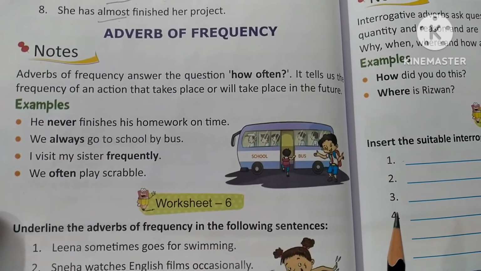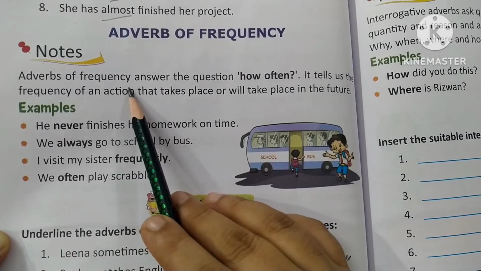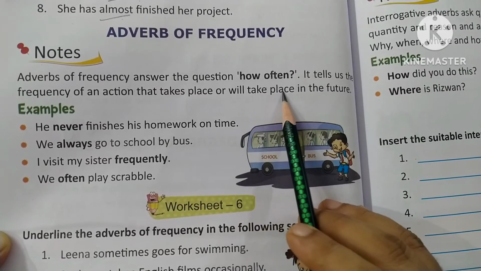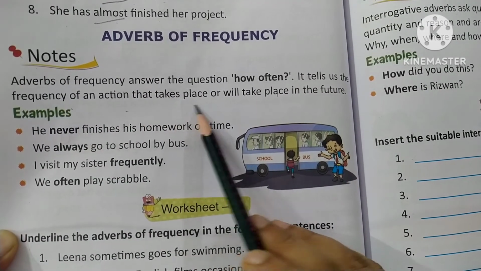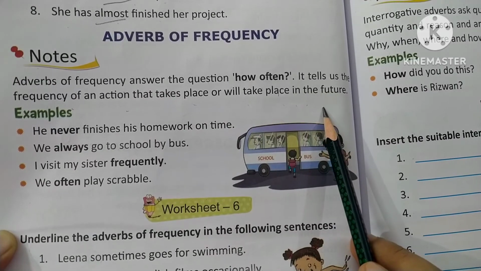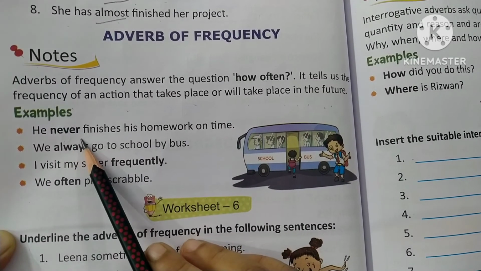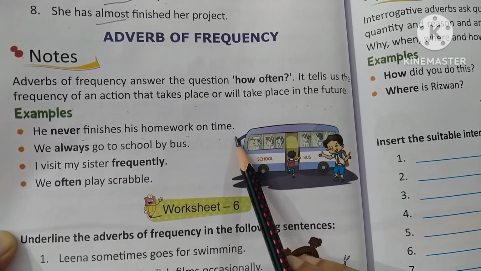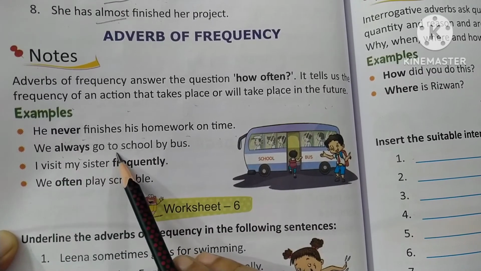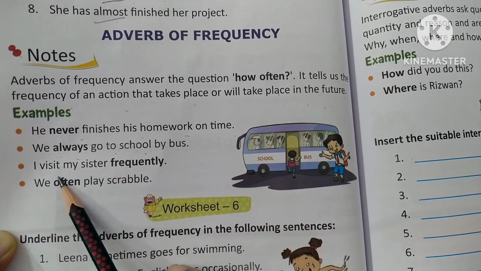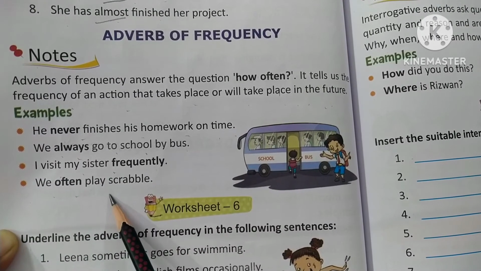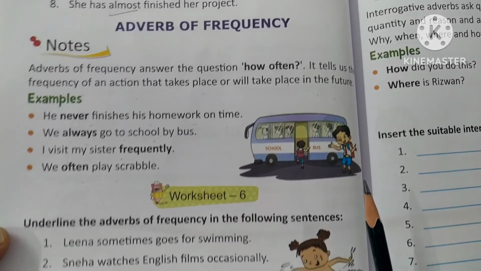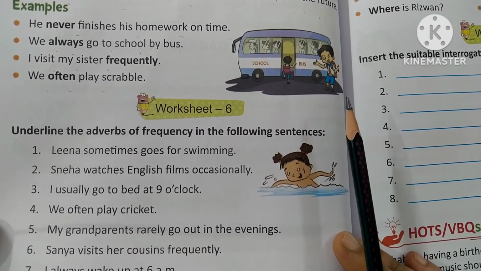Now adverb of frequency. Adverbs of frequency answer the question how often. It tells us the frequency of an action that takes place or will take place in the future. Example, he never finishes his homework on time. We always go to school by bus. I visit my sister frequently. We often play Scrabble. Now let us do a worksheet on adverbs of frequency.